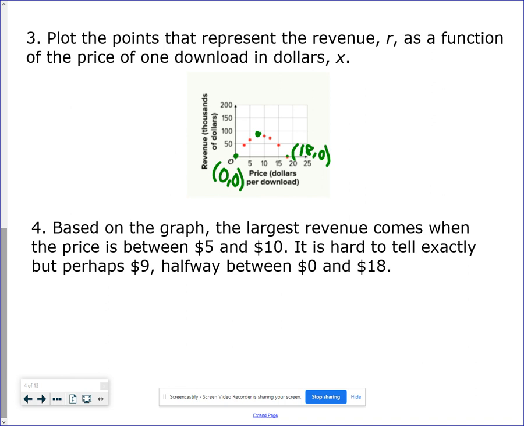So we know that it would be somewhere between 5 and 10. It was on the uphill at that point. But again, $9 would be exactly halfway in between the 0 and the 18.